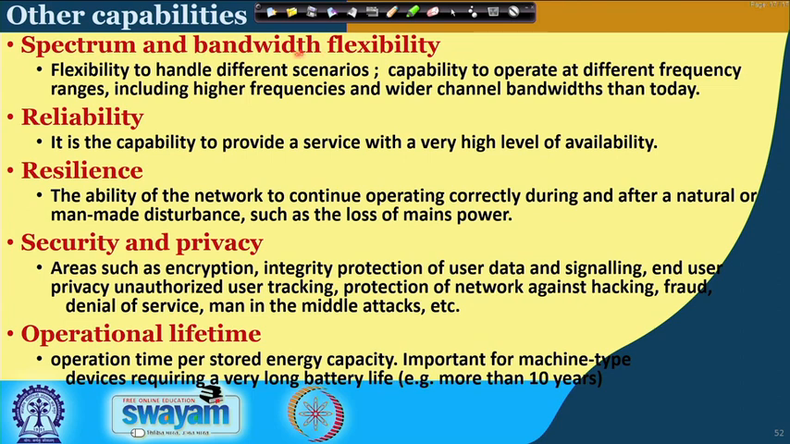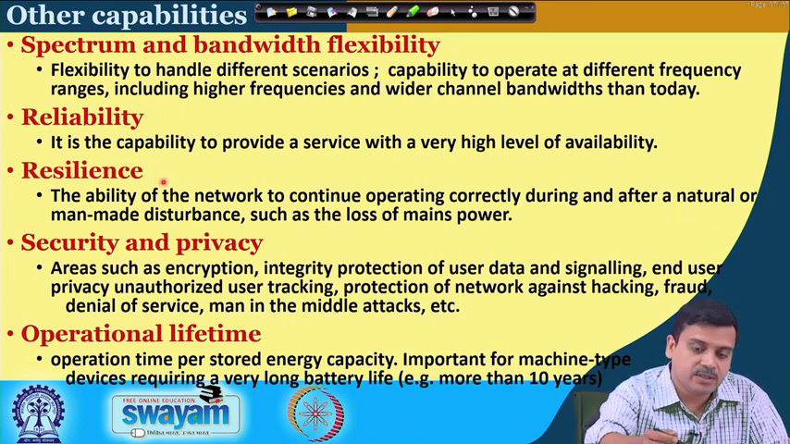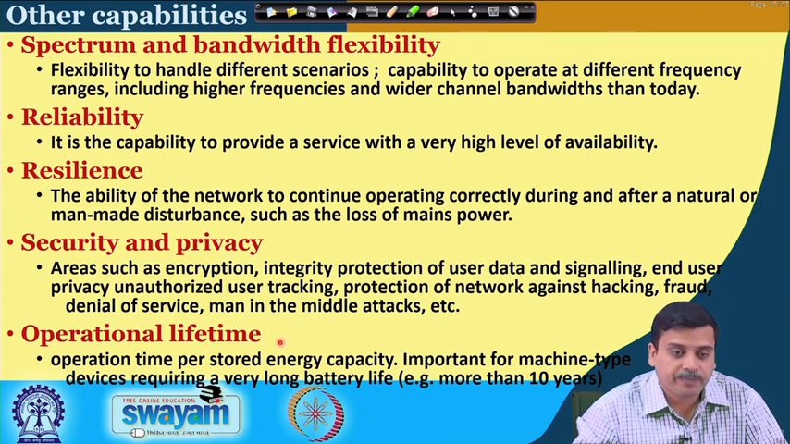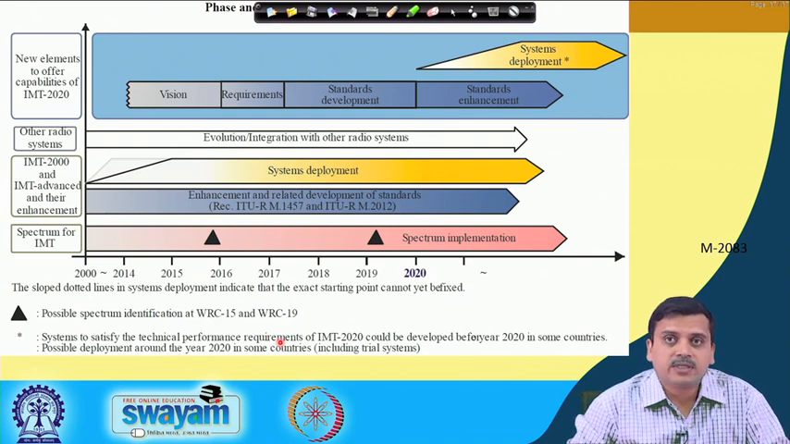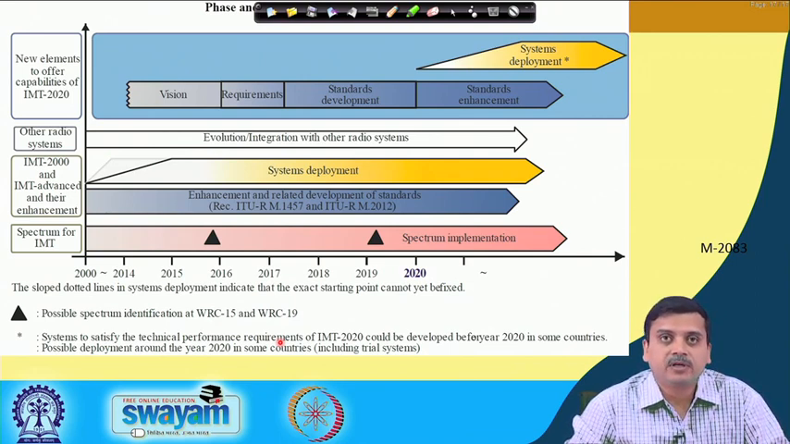such as flexibility in bandwidth and spectrum, so that large data rates can be delivered. Reliability, of course, is one of the important things that is required to be improved. So is resilience, security, and operational lifetime. And we were also discussing the timeline of the development of IMT standards.